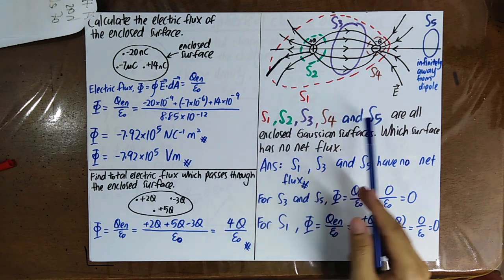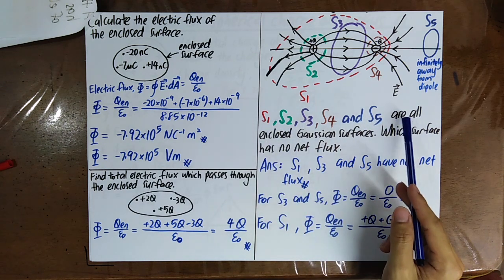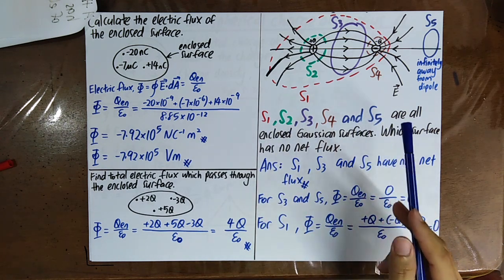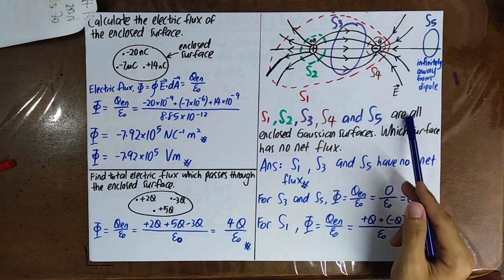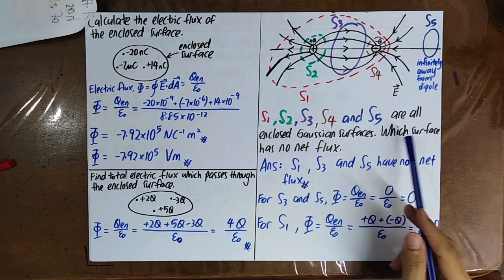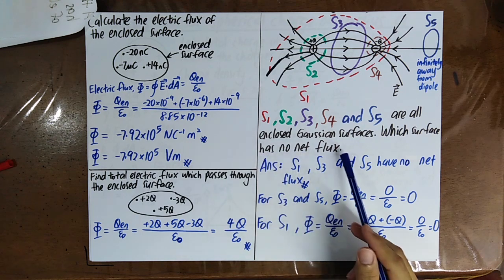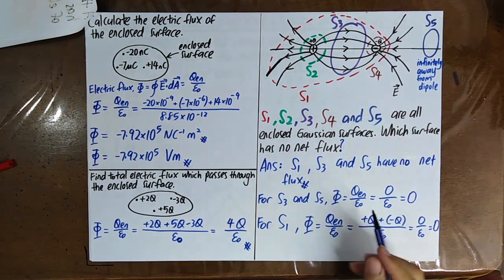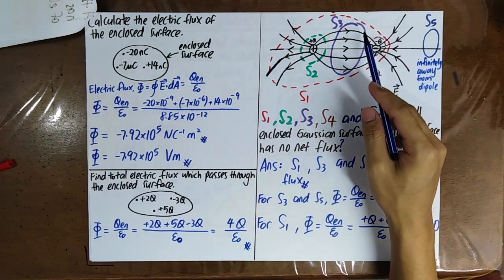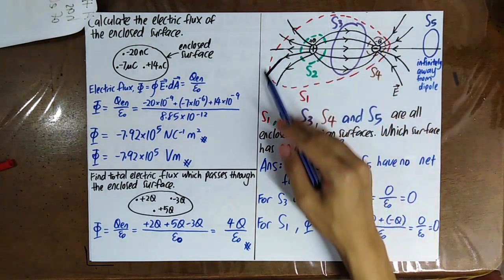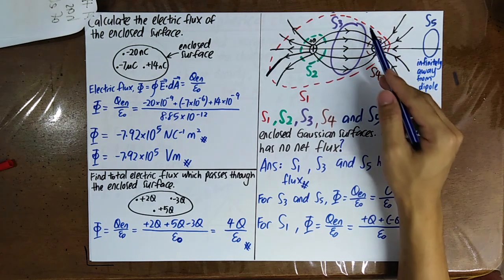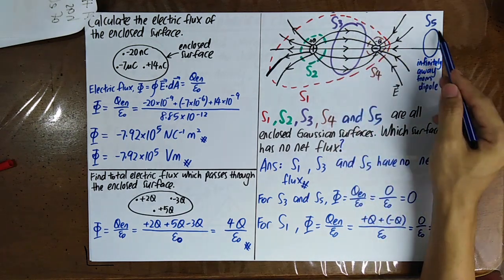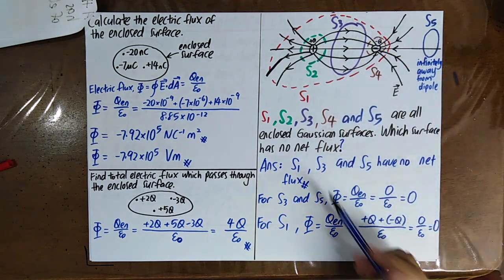Now you have 5 different enclosed Gaussian surfaces. May I know which surface has no electric flux? So your answer is S1, S3, and S5 have no net flux.